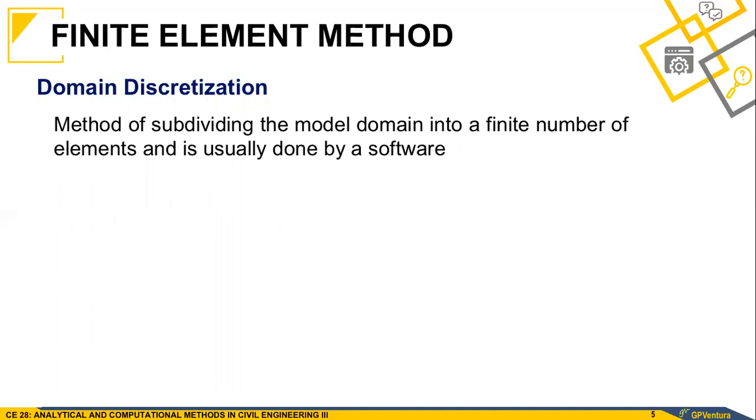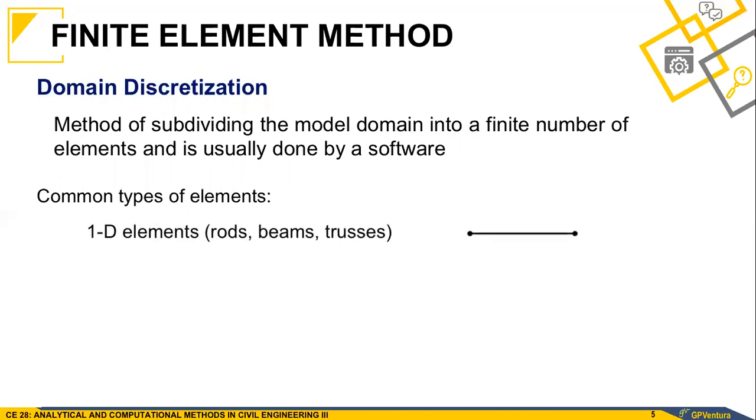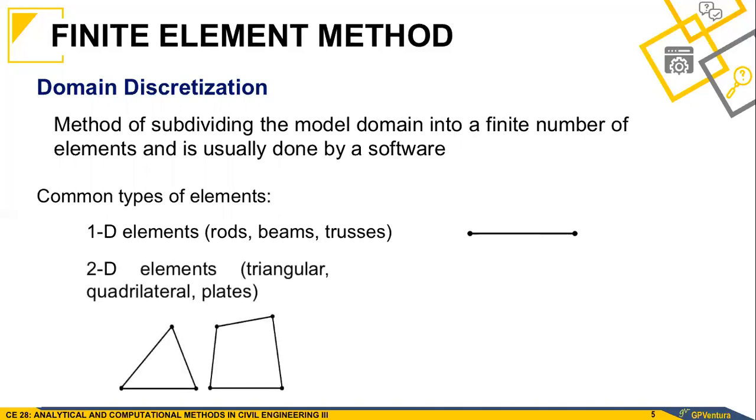When we discretize or when we mesh, our goal is to obtain different elements or different parts which we individually solve. And the different types of elements that we encounter in FEM would be one-dimensional elements. One-dimensional elements are line segments, and we normally use them when we are dealing with rods, beams, and trusses. Then we also have two-dimensional elements.